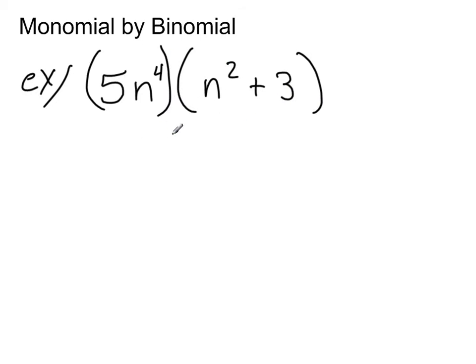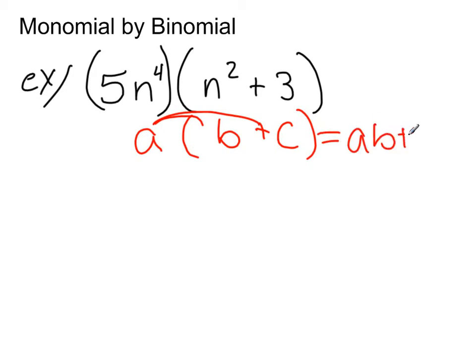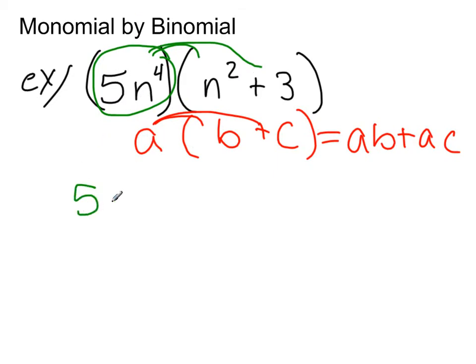So this should kind of look familiar, like one of our rules, and I'm going to write it. Maybe you think of the name, where you have a times b plus c, and you take that a and you distribute it to each term, so that you have ab plus ac. Distributive law, right? So whatever's in front, this monomial, we're going to take it and distribute it to each term. So we have 5n to the fourth times n squared plus 5n to the fourth times 3.